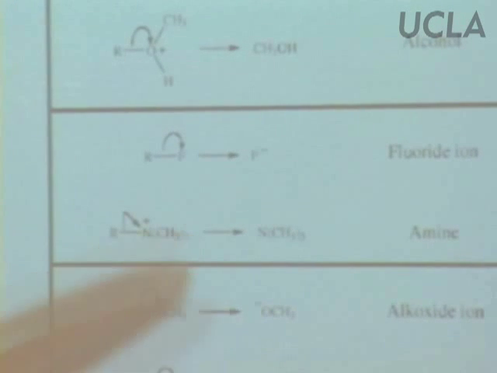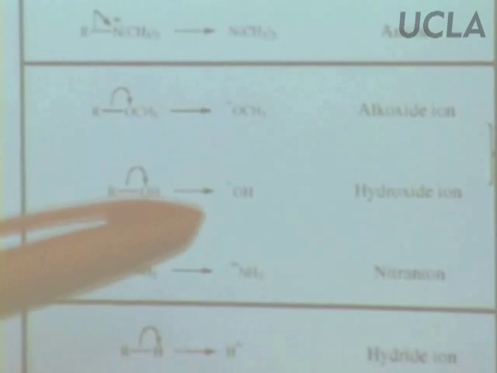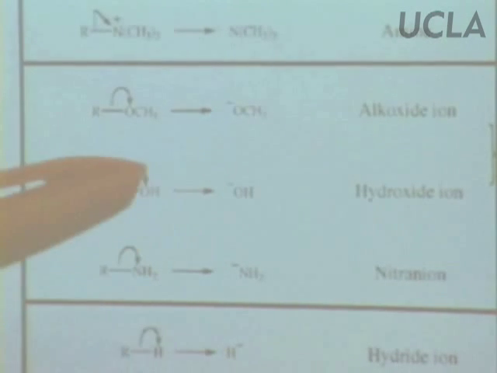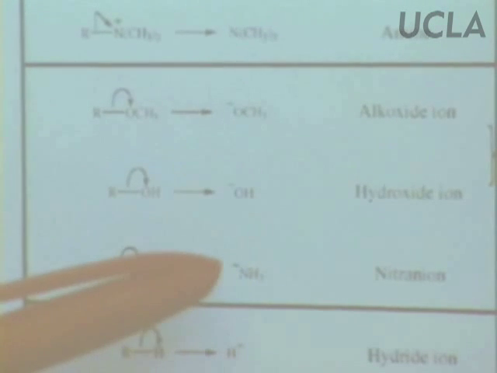The next group we have leave only under special circumstances. In other words, they are not leaving groups until we define the circumstances under which they leave, which we will do later on in the quarter. So alkoxides and hydroxides, those are about equal. And the same thing with nitrogen anions, nitranions.